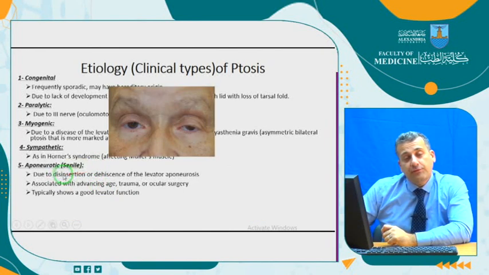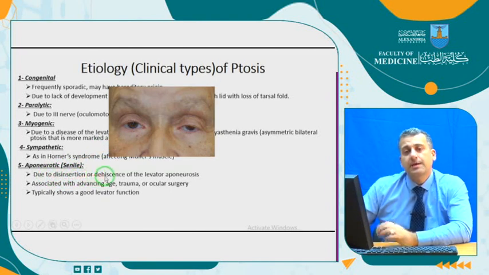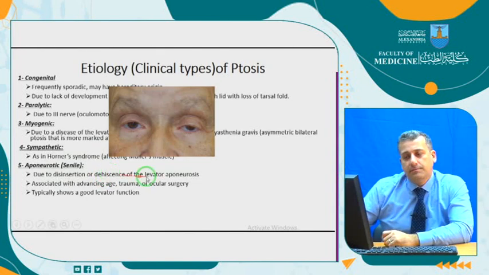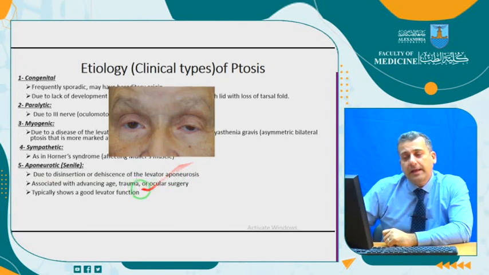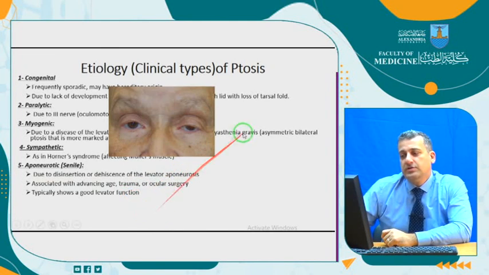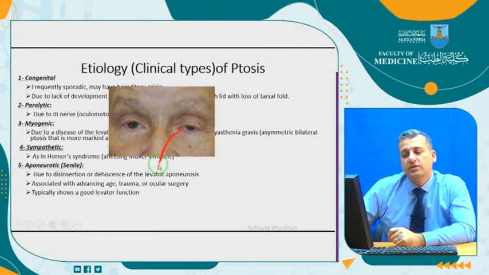The fifth one is called aponeurotic ptosis, and this is the most common, the senile ptosis. It is due to disinsertion or dehiscence, meaning loss of attachment of the levator muscle. It is usually with advanced age. You can see it after trauma or after ocular surgery due to stretching of the lid by the speculum opening the eye. Typically, there is good levator function. So this eye is ptotic, and this one is less ptotic. But if you ask the patient to look upward, he will elevate the upper lid, but he has ptosis due to the disinsertion or dehiscence of the levator aponeurosis.